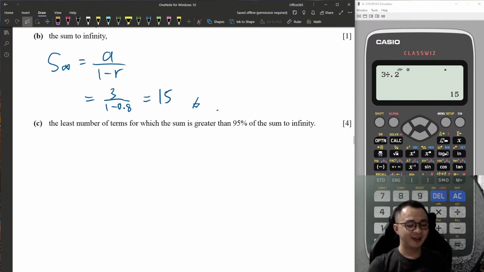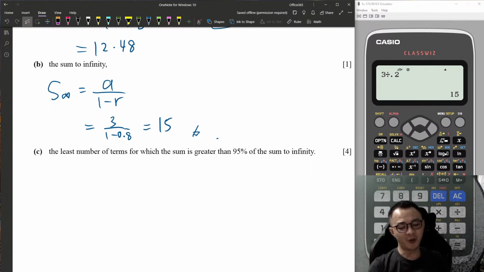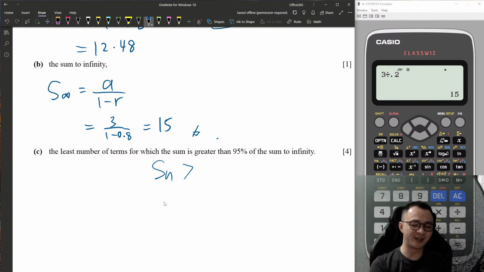Find the least number of terms for which the sum is greater than 95% of the sum to infinity. Trying to make this one sound super weird. Okay, find the least number of terms. Yeah, which term we want, right? So the n term. For which the sum is greater. So that's basically I want Sn must be greater than 95% of the sum to infinity.